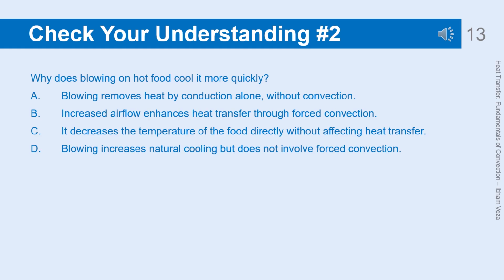Answer: B. Increased airflow enhances heat transfer through forced convection. Explanation of incorrect answers. A. Incorrect. Blowing relies on forced convection, not conduction alone, to increase heat transfer. C. Incorrect. Blowing enhances heat transfer by convection. It doesn't directly lower the food's temperature. D. Incorrect. Blowing introduces forced convection, which is distinct from natural cooling.